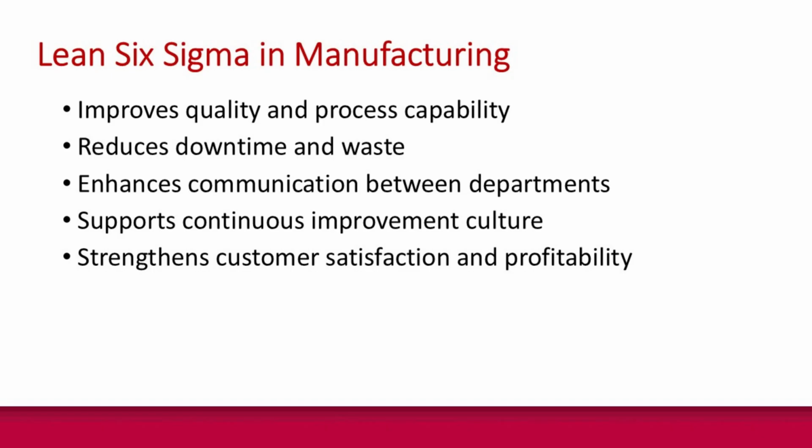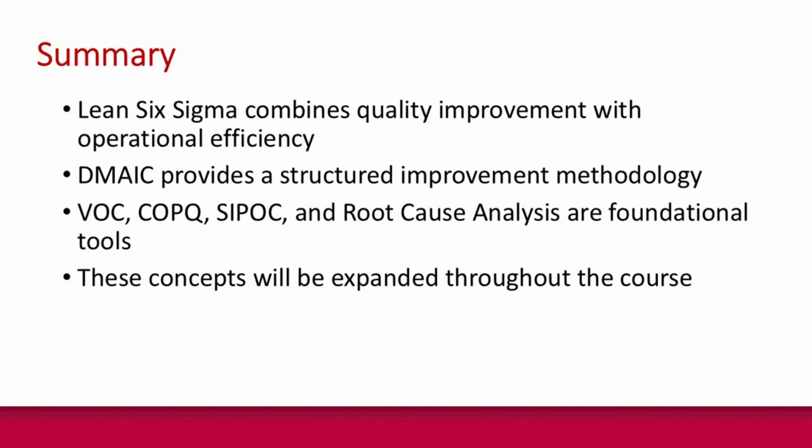Teams work together using structured, data-driven problem-solving methods. It also promotes a culture of continuous improvement, where organizations constantly look for ways to improve processes and prevent defects. Overall, Lean Six Sigma increases customer satisfaction while also improving productivity and profitability. In summary, Lean Six Sigma combines quality improvement with operational efficiency to help organizations reduce defects, eliminate waste, and improve overall performance. One of the core frameworks used in Lean Six Sigma is DMAIC, which provides a structured methodology for solving problems and improving processes.